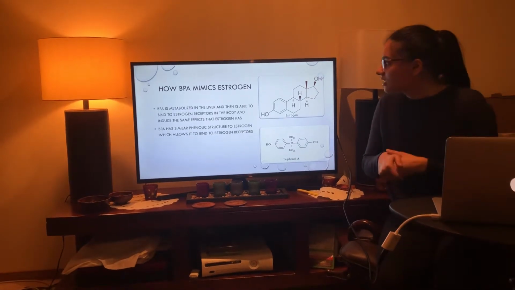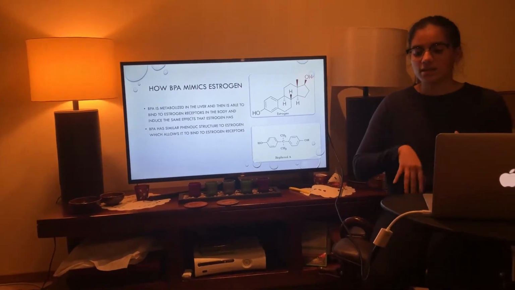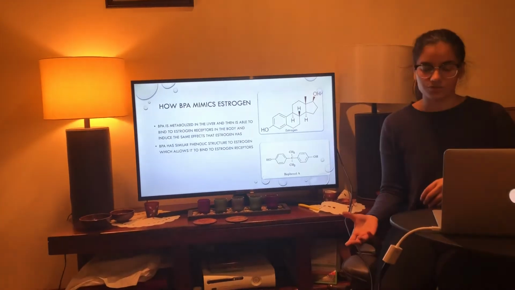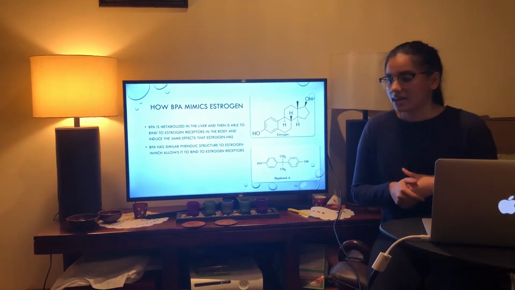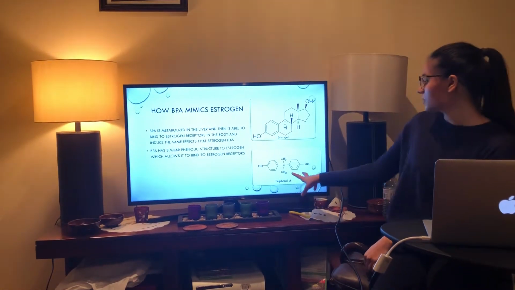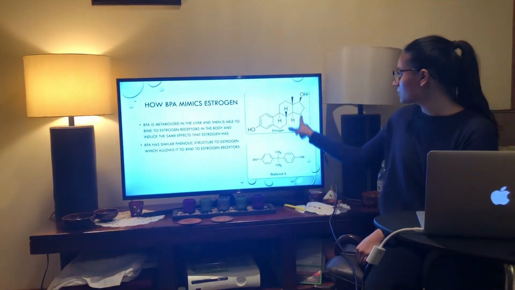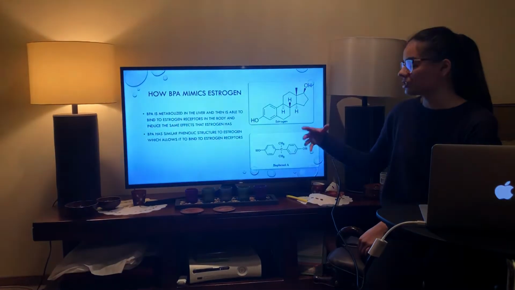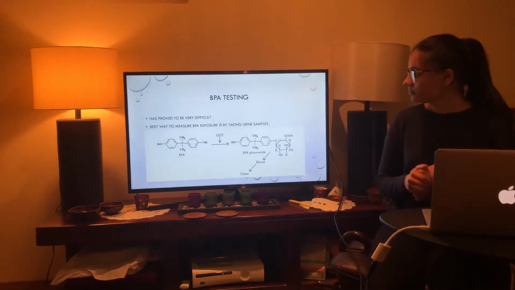So how exactly does BPA mimic estrogen? BPA is metabolized in the liver. When it's metabolized, it's able to bind to your estrogen receptors, and when it binds to your estrogen receptors, it mimics the effects of estrogen. Another reason it's able to bind is that if you look at them, they both have very similar phenolic structures, which allows BPA to bind to the same receptors as estrogen.